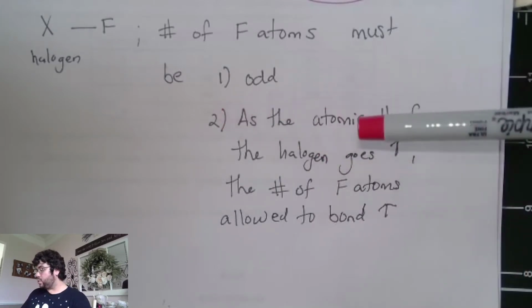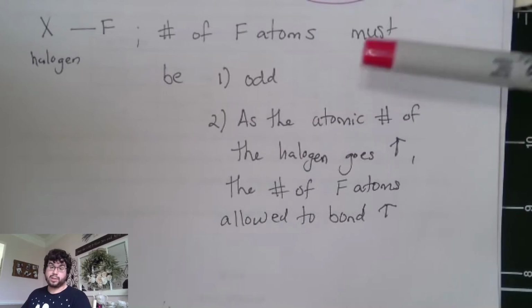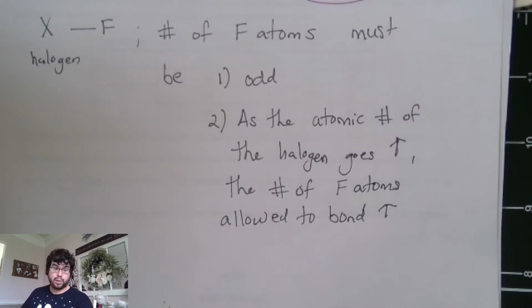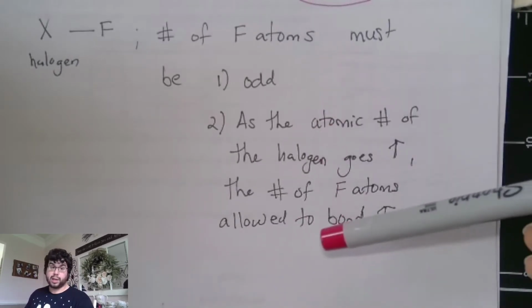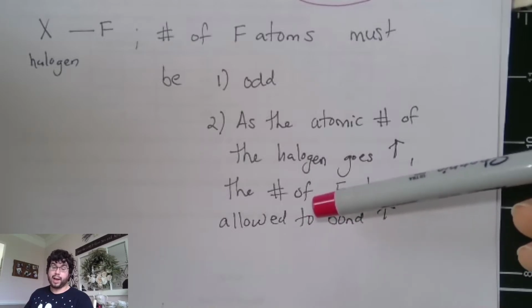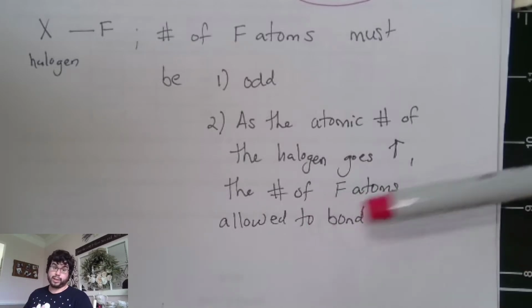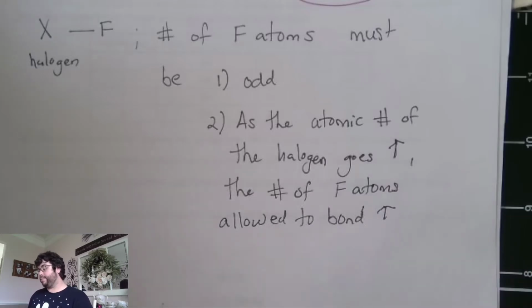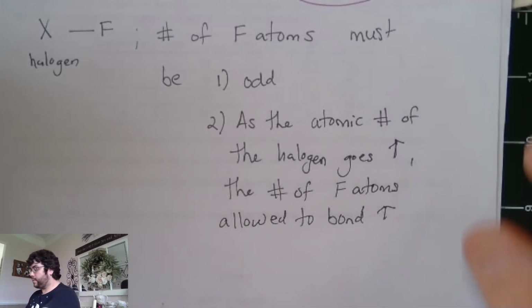And then also 2, as the atomic number of the halogen goes up, so as we go from chlorine to bromine to iodine, the number of fluorine atoms also increases. And so that's really it. So it's always odd, and then you always get more fluorines that can possibly bind to that central halogen as you go down the periodic table. And that's really all you have to do with that. Okay, and that was number 5.